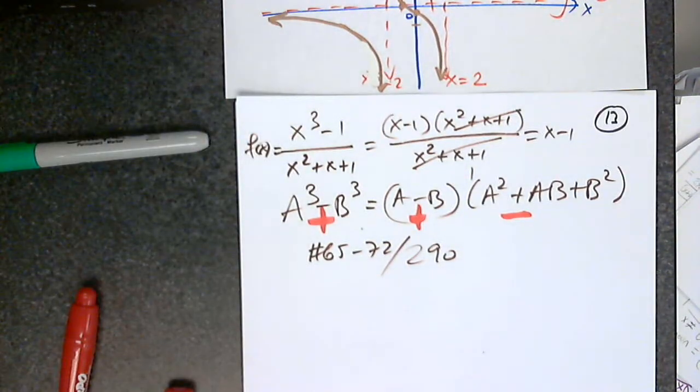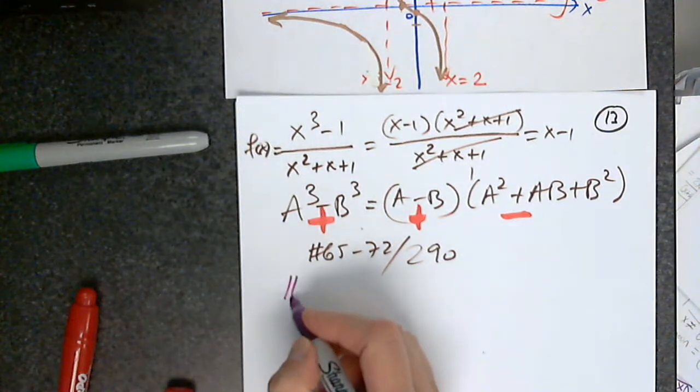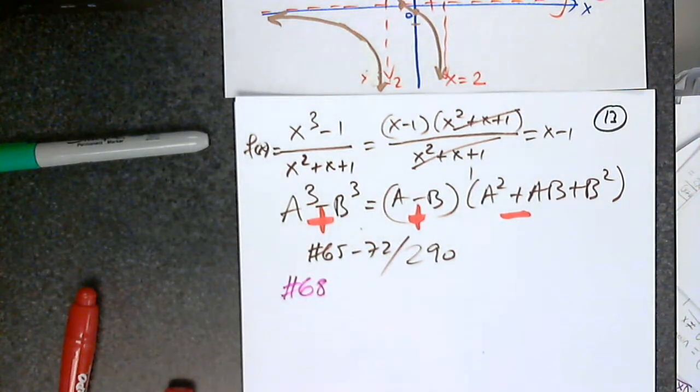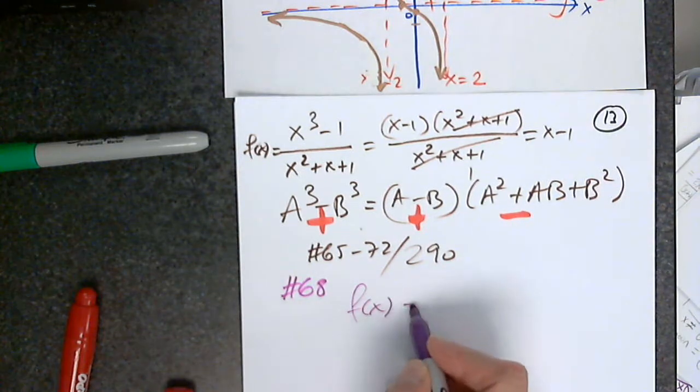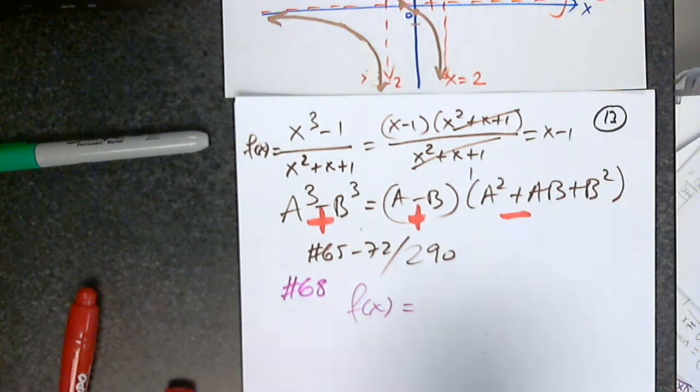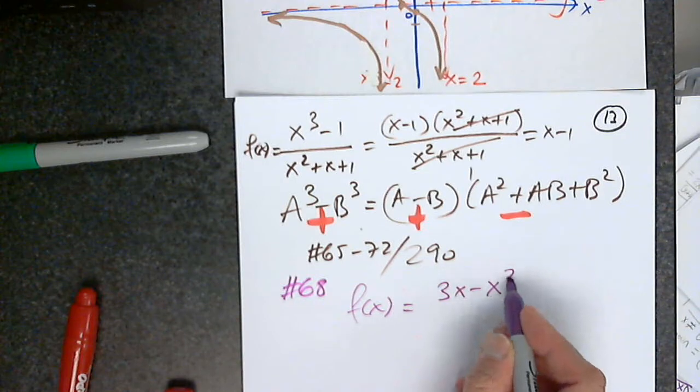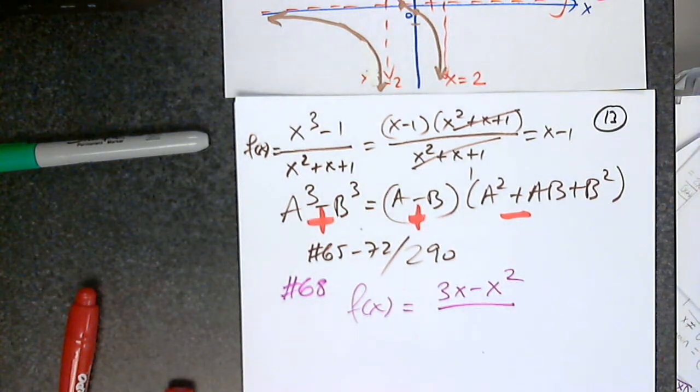So let's choose a function that has a degree at the top exactly 1 unit larger than the degree of the bottom. Okay, I will then. 68. Is that okay? So let's look at 68. In 68 we have, I'm going to write f of x. We can write r of x, doesn't matter. 3x minus x squared divided by 2x minus 2.